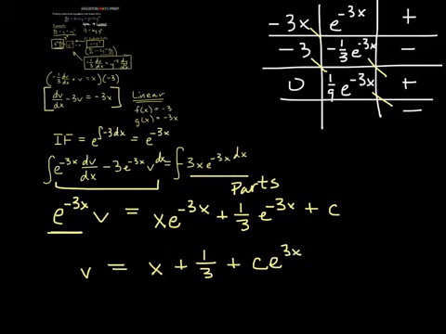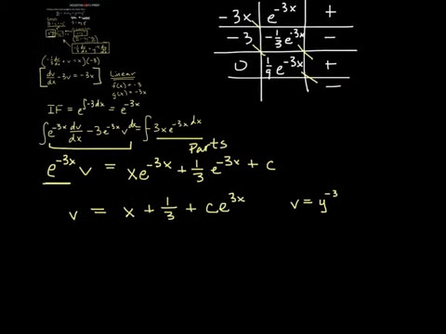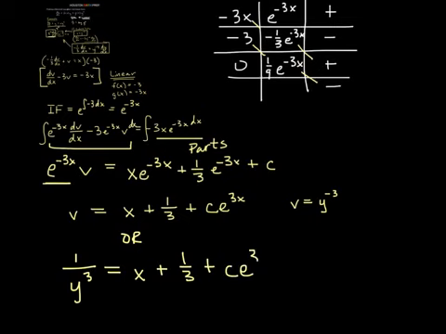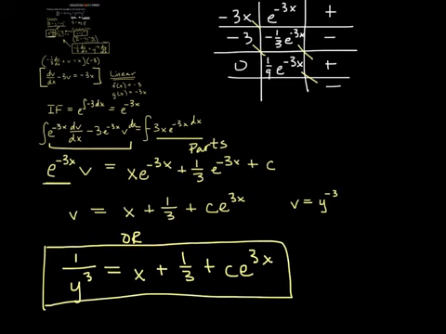And then just simply remember here that our original substitution was v equal to y to the minus 3. So to write back in terms of our original variable y, we could say that 1 over y cubed is equal to x plus 1/3 plus c e to the 3x. And then at that point, it's up to us if we want to do any more manipulation with that, or if we want to leave it like it is.